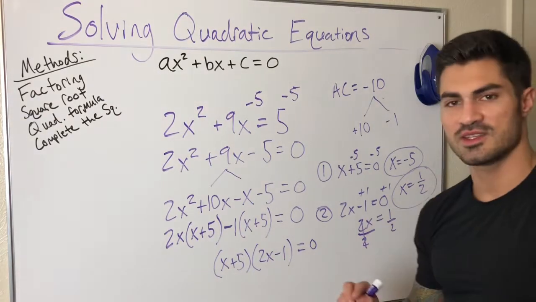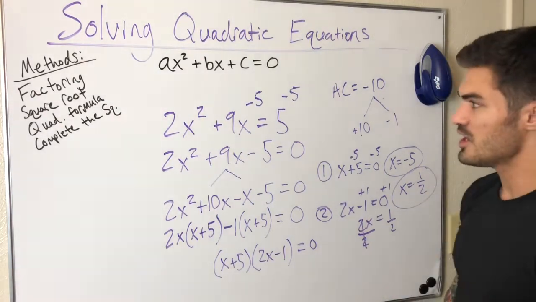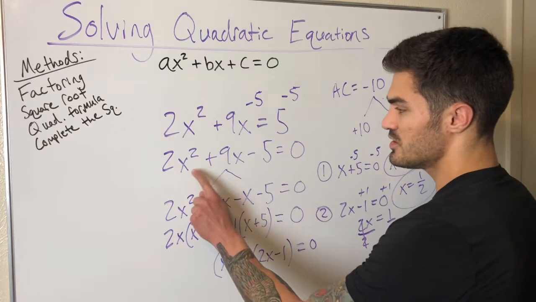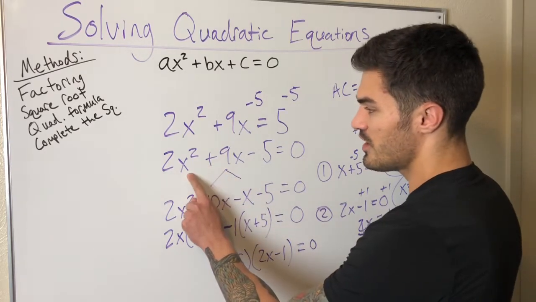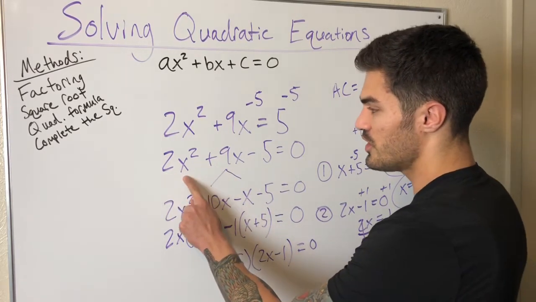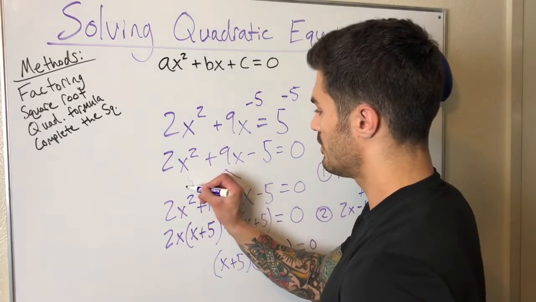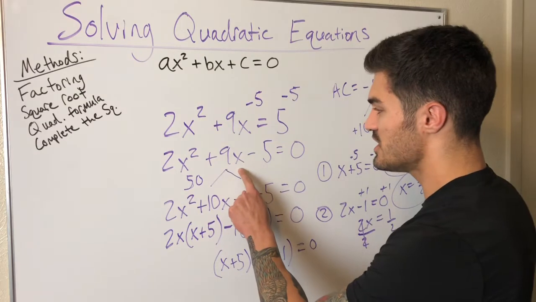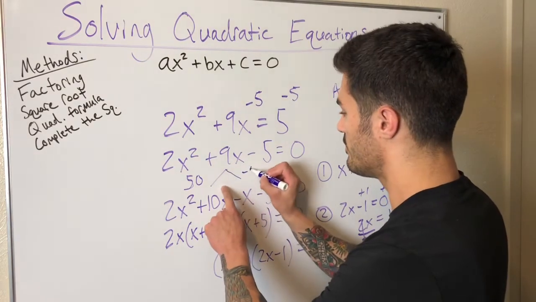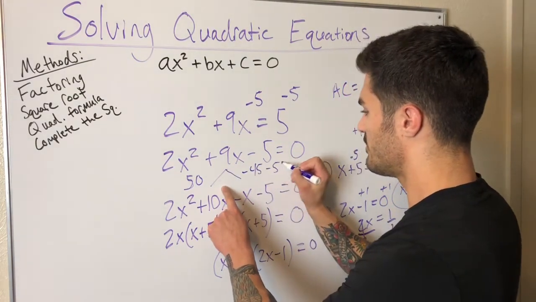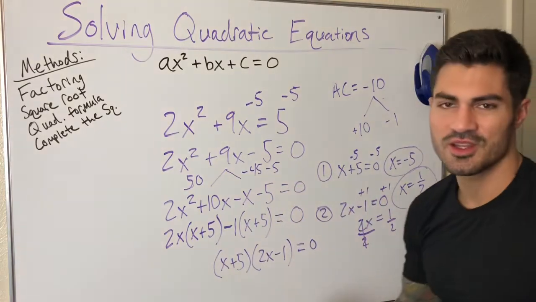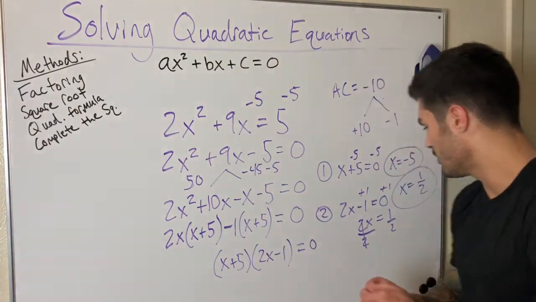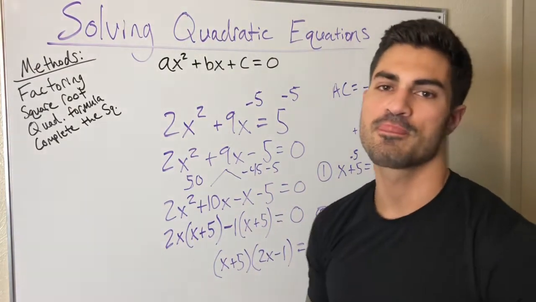And look, you can always test these, by the way. If I plug in negative 5 here, I get 2 times 25, that's 50. Let me write 50. Plus 9 times negative 5, that's negative 45. Minus 5, that's 50 minus 50, that's 0, right? So that's a way you can check your answer, and that would work for 1/2 as well.